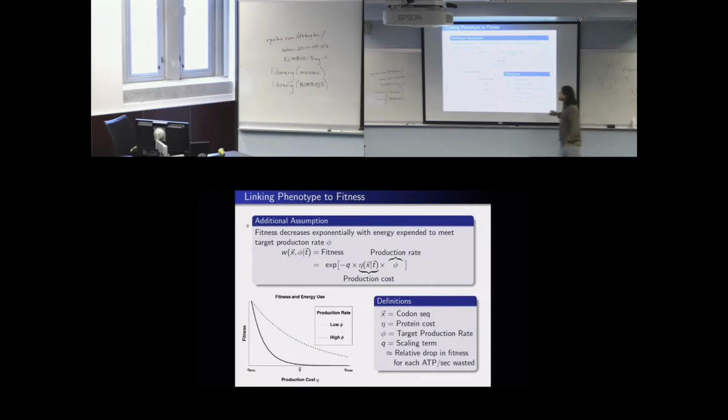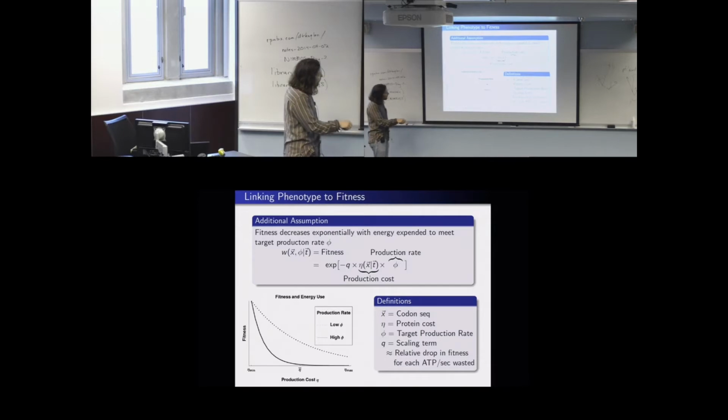We then assume that for every ATP you can save per second, you get some small incremental gain in fitness. If we assume that, that leads naturally to an exponential relationship between this production energy use, the production rate times the production cost, multiplied by another scaling term here, and raised to the e. So every time I save 1 ATP per second, I'm going to get some small q, e to the q, gain in my fitness.